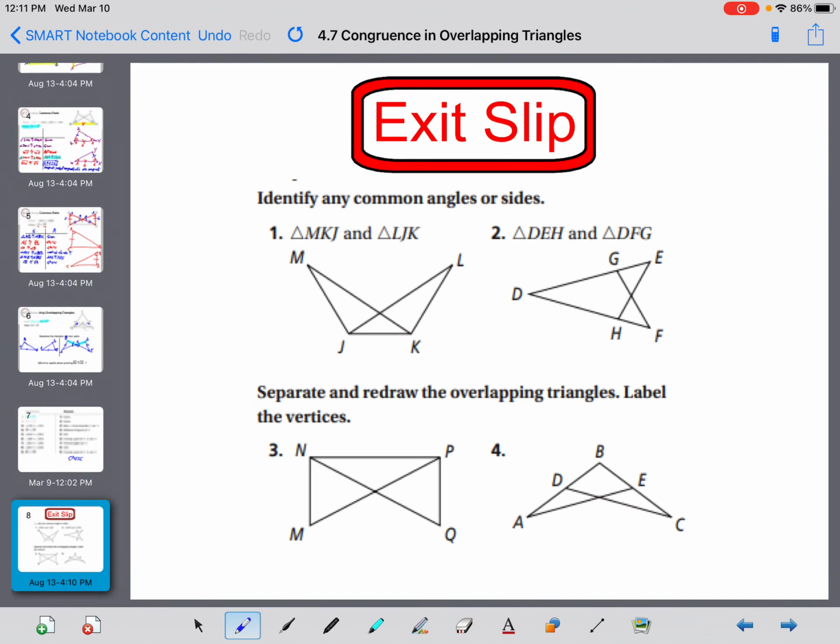Okay. Your exit slip, it says identify any common angles or sides that these two might share. MKJ looks like this. And LJK kind of looks like this. So you tell me, which angles or sides do they share? They both seem to share JK to me, and that's about it.